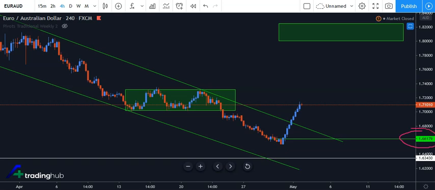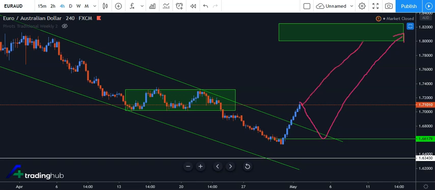1.6617 was our entry price, and price rallied up. So this week I'm bullish on this Euro AUD. All I want to see is a price correction. I want to see price retest this level, then push up to the 1.800 zone or 1.8200 zone. So this week, watch out on Euro AUD.